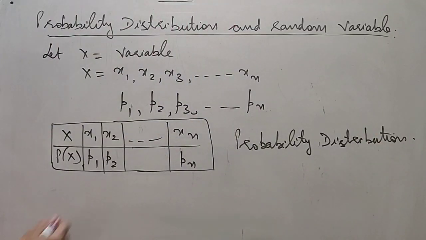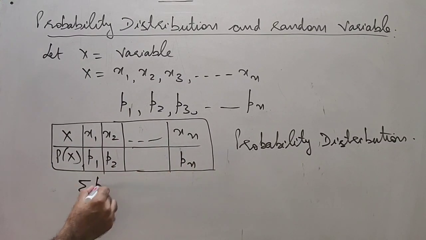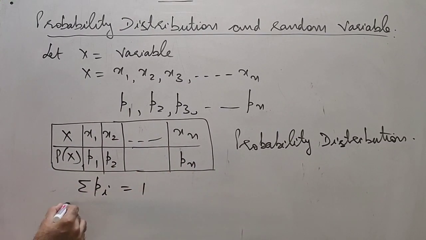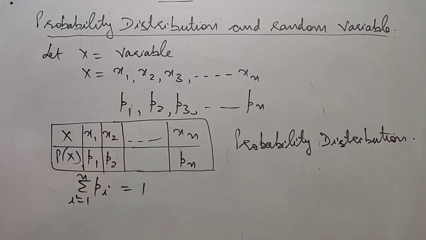and the most important thing is that the sum of these probabilities, summation pi, is always equal to 1, where i varies from 1 to n. So this is called distribution of the total probability 1 into its events.